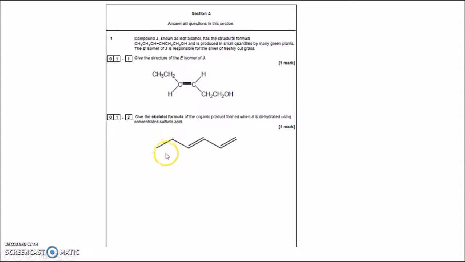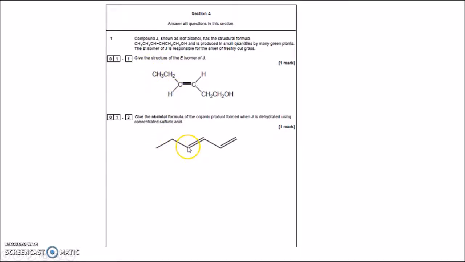So the way that we do a skeletal formula is we count the number of carbons, 1, 2, 3, 4, 5, 6. We put them in a zigzag shape, 1, 2, 3, 4, 5, 6. There's a carbon at every point on this line. We remove the H's, we never draw the H's, and the double bonds are single, single.